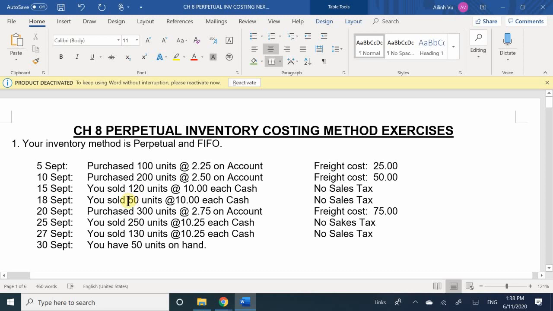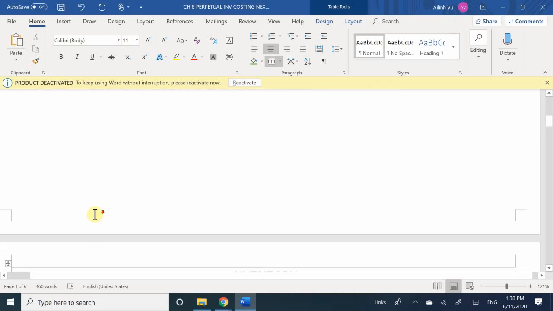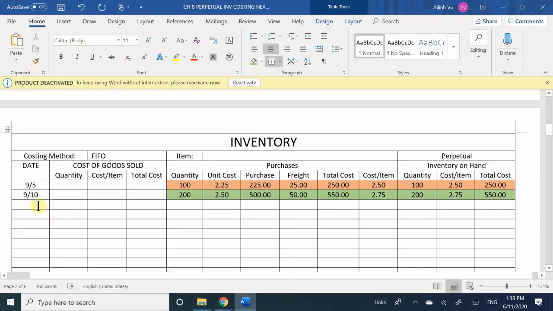120. Oh, I'm sorry, 120 units. Perfect. Okay, so September 15th, we sold a total of 120 units. Now let's look at our batch carefully. We're dealing with FIFO. If we're doing FIFO, where do we start? The first one, 100. Exactly. So we only have 100 from there, and we know we need 120.